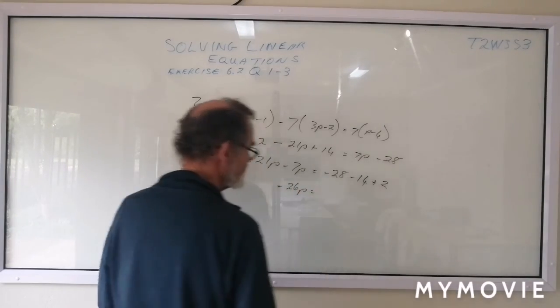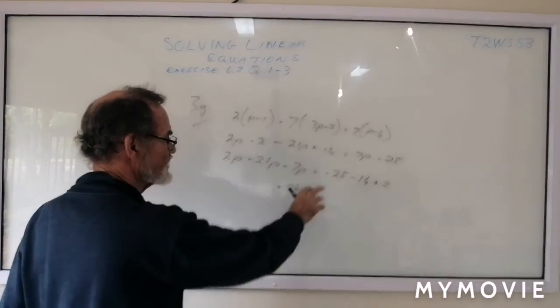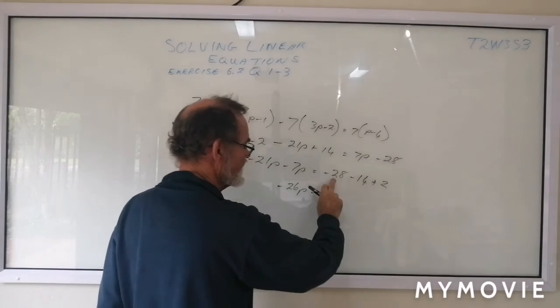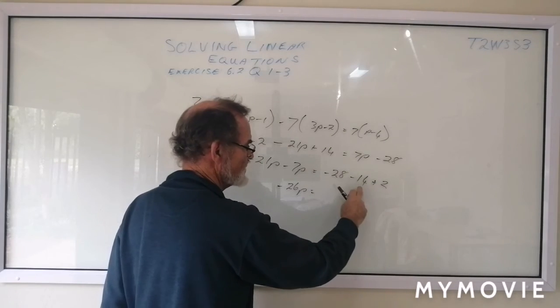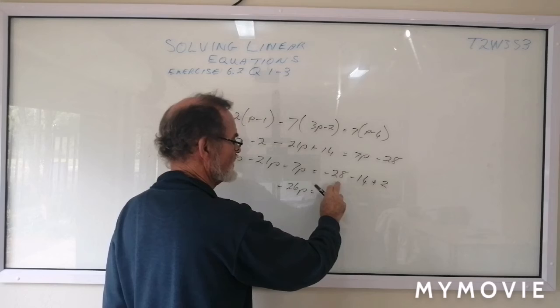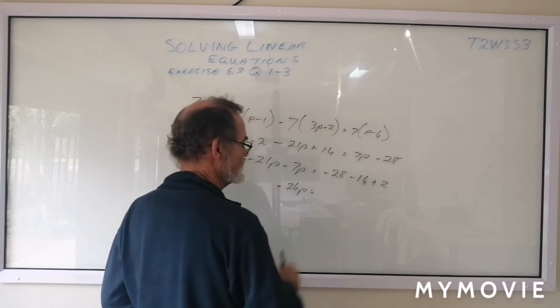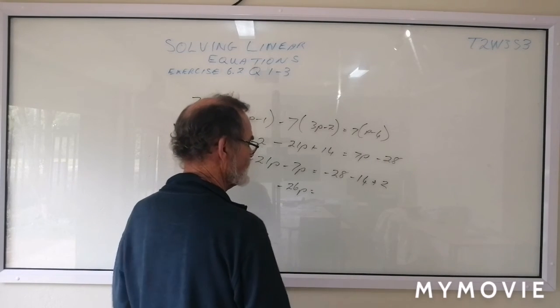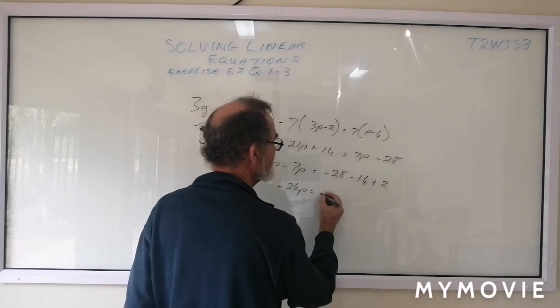p is equal to... 28 is 7 fours, this is 7 twos, so it's 7 sixes. 7 times 6 is 42, and it's minus 42 plus 2 is minus 40.